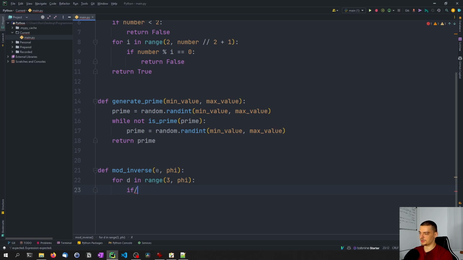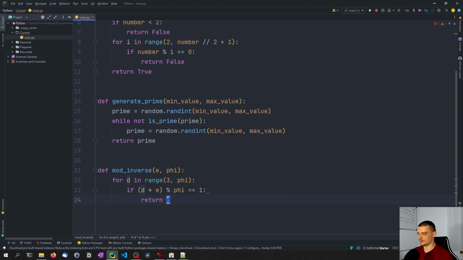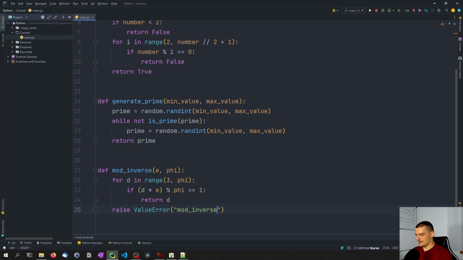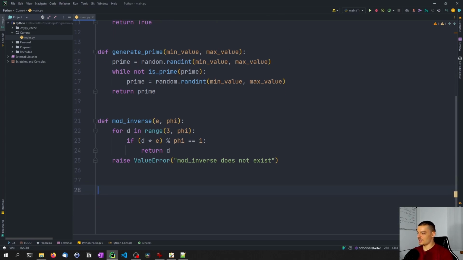What we're trying to do is say if d times e is congruent to 1 modulo phi, so if the remainder of a division by phi is 1, then we return d because we found this number. Otherwise, we're going to raise a ValueError: mod inverse does not exist, or something like this. Not going to happen, so we're going to just do it like this. Or actually, if it's not going to happen, we can also just ignore this. There you go.